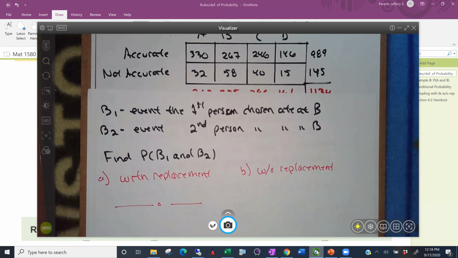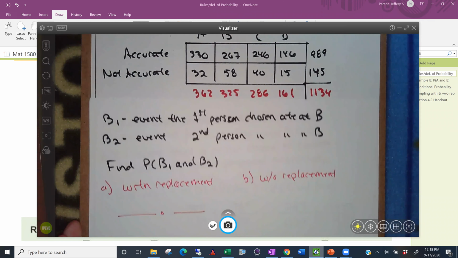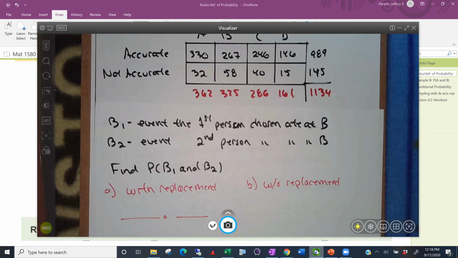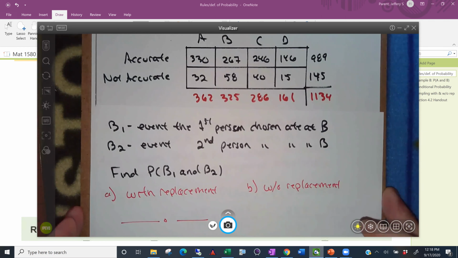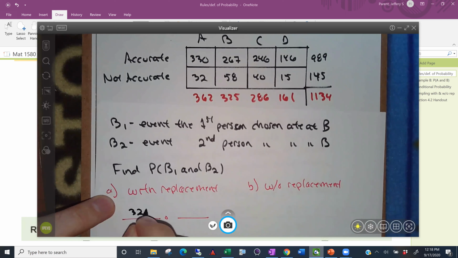Now we're going to end up with a product of 2 fractions. So for the first one, I want to figure out, well, what's the probability of pulling somebody out of this table that ate at restaurant B? What's the probability? 325 out of 1134. Thanks, Joe. 1134, my bad.